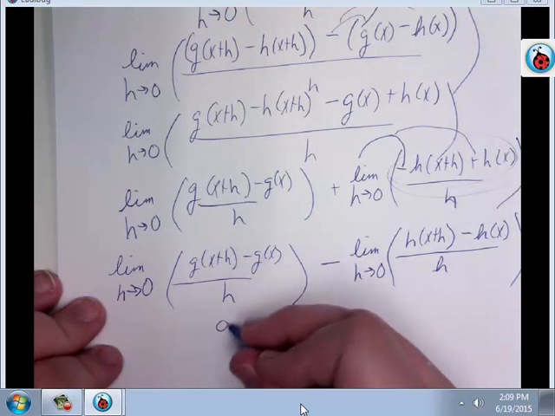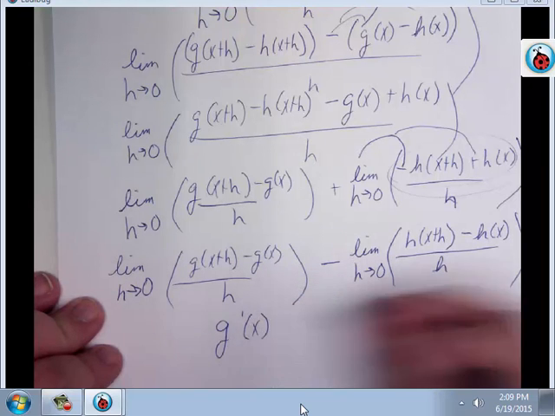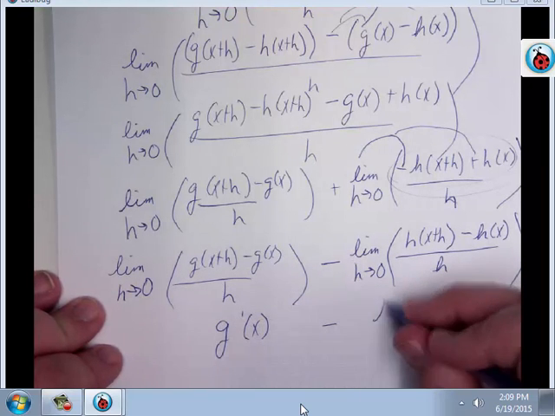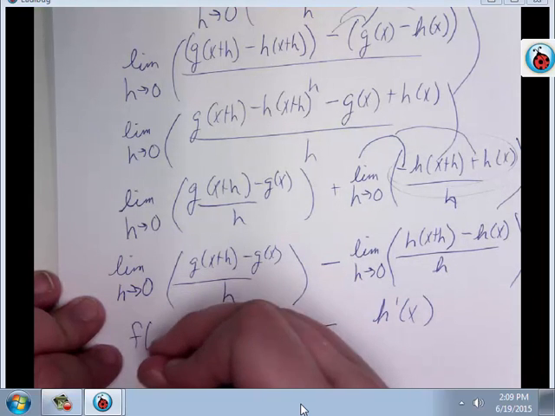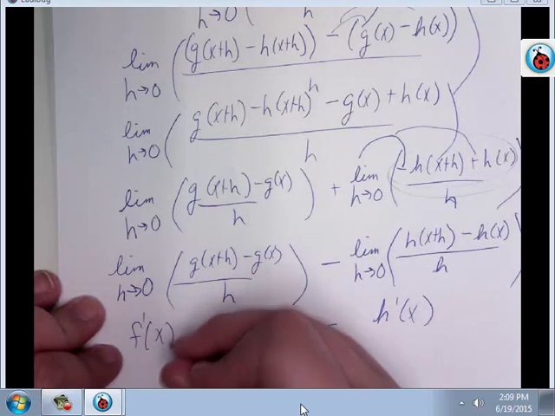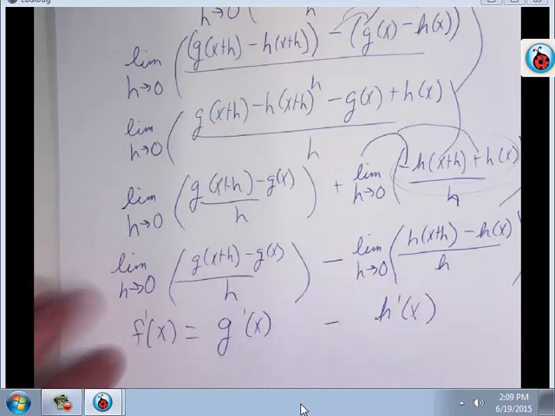So this is still g prime of x minus h prime of x. And there's our rule. F prime of x is g prime minus h prime. All right, that's the sum and difference rule.